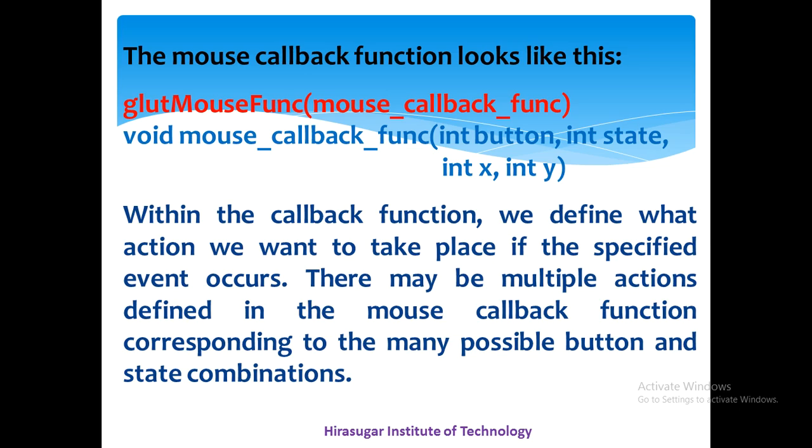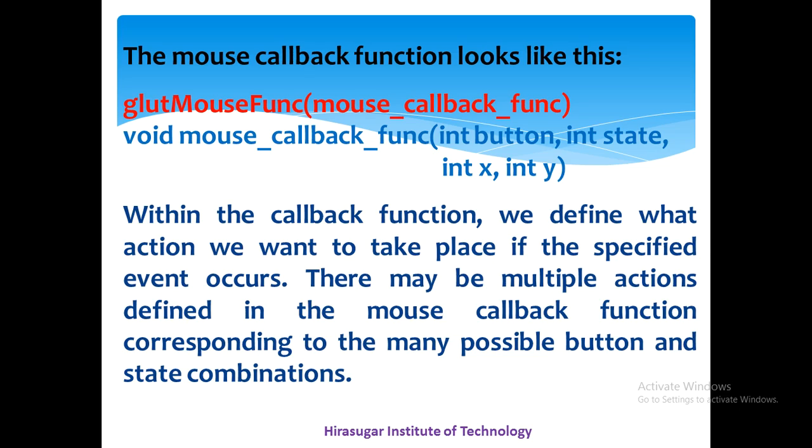Void mouse underscore callback function is a user defined function, you can write whatever name you want. Then you see the parameters of this, what the mouse returns. If I write this function, what input it will give to my program, so that I can use that input in my program.